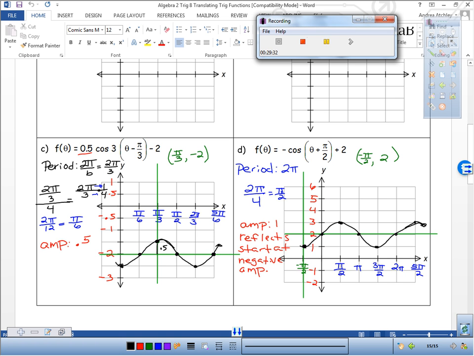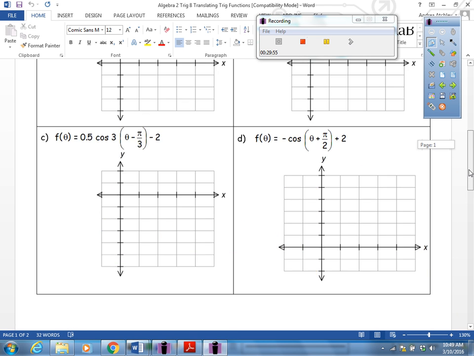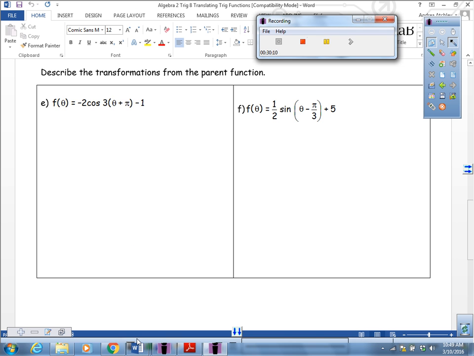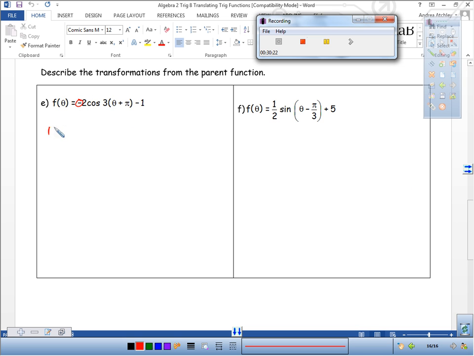Any questions over that? We're good? Okay, how do you guys start working on your homework then? I'm going to have to explain how I describe the transformation. Sorry, I forgot about that. Flip it over. This one's a little slightly different because of the sine and cosine. You're still going to say that the negative means it reflects across the x-axis.